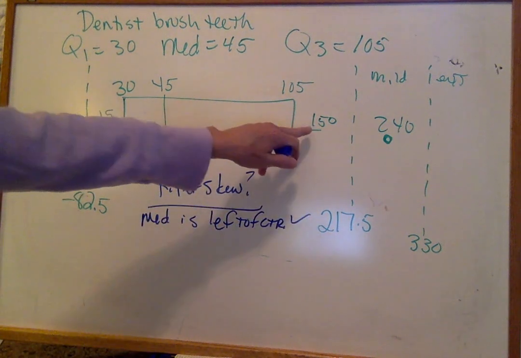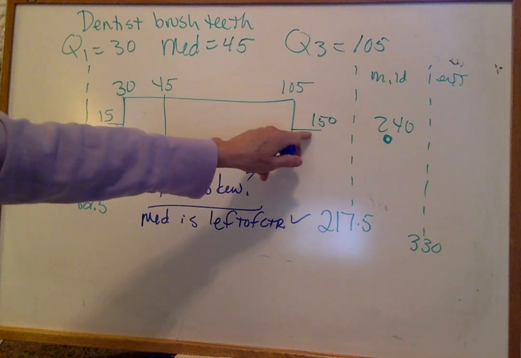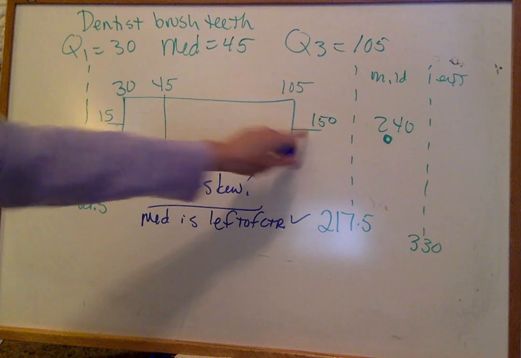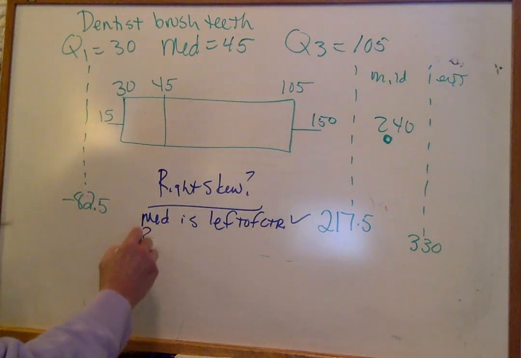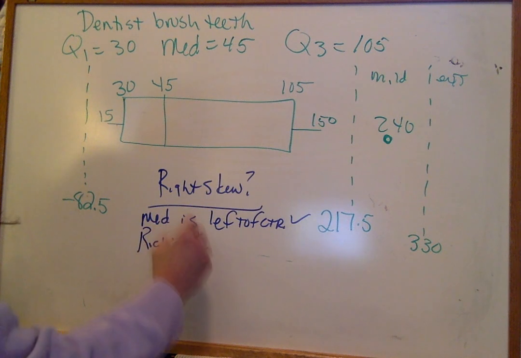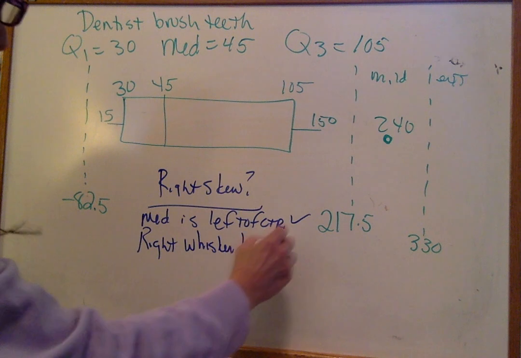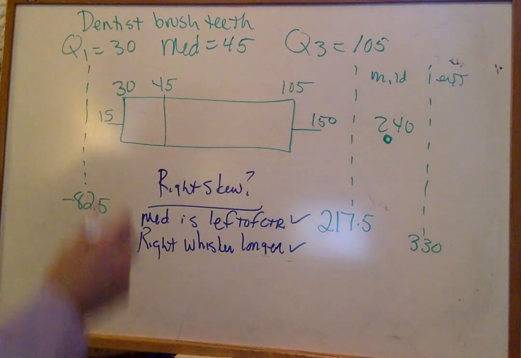Okay, the right whisker. These numbers are easy enough. You should be able to do it in your head. That's a length of 45. 150 minus 105. Length of 45. That's a length of 15. Right whisker is longer. And then if there's outliers, well, we do have outliers. They better be on the right. They are.